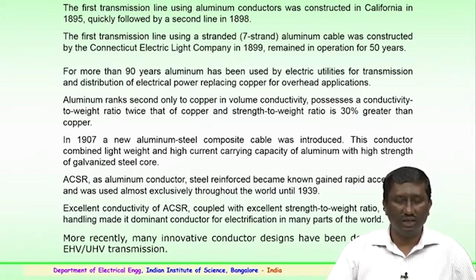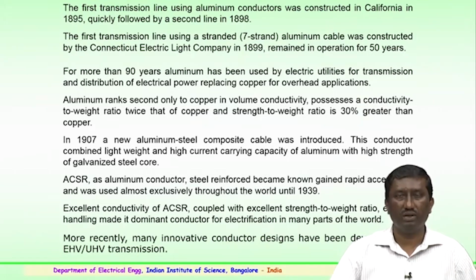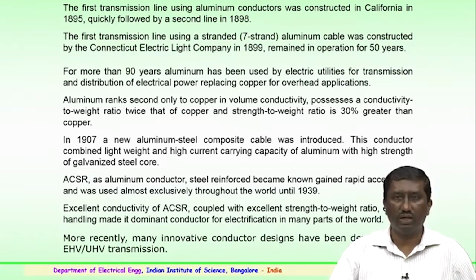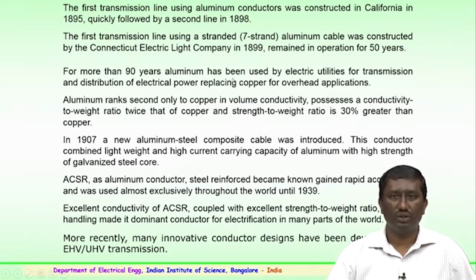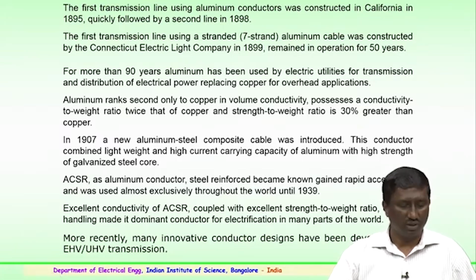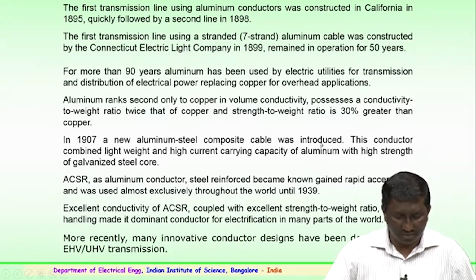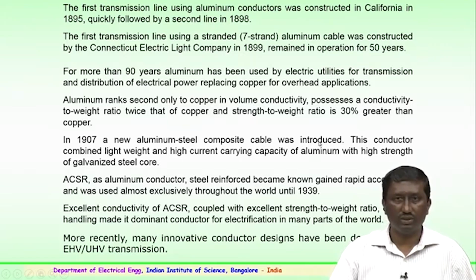So, for more than 90 years aluminum has been preferred and used by the electrical utilities both for transmission and distribution of electric power, replacing copper for overhead applications. Aluminum ranks second only to copper in volume conductivity, and possesses a conductivity to weight ratio twice that of copper, and a strength to weight ratio 30% greater than copper. These are the strengths of aluminum in comparison to copper.